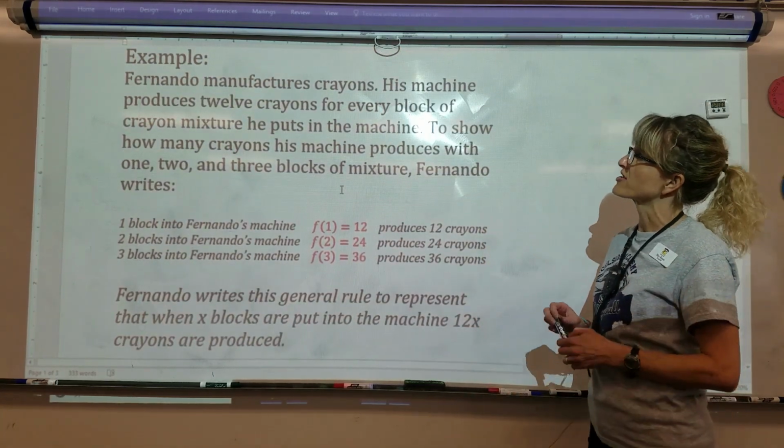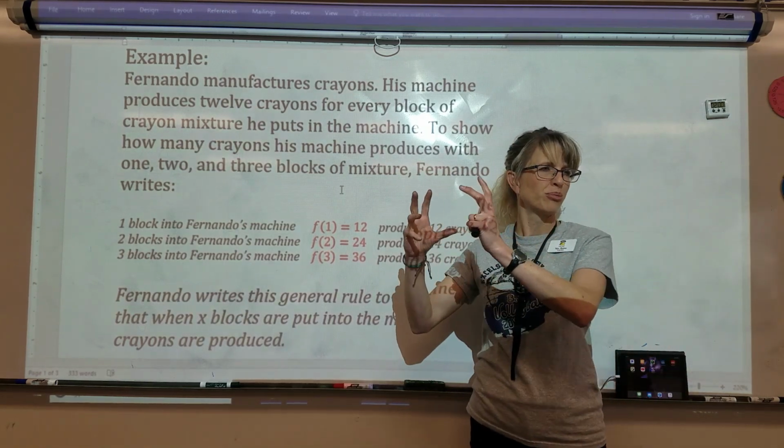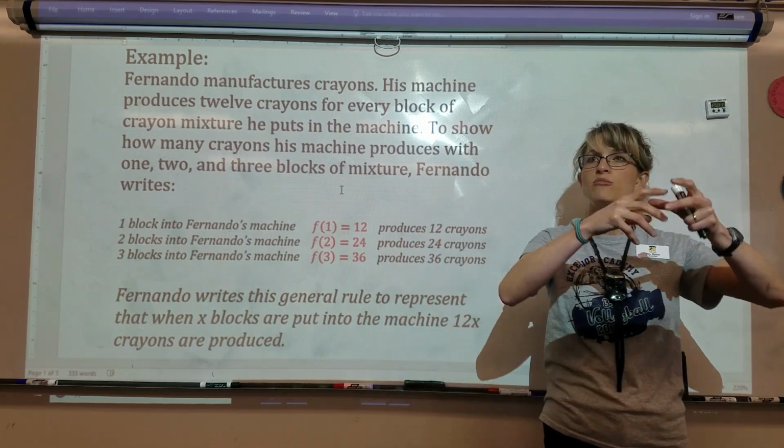Fernando manufactures crayons. He's got a machine that produces 12 crayons for every block. So picture he's got like this blue block of wax, and he puts it into the machine.